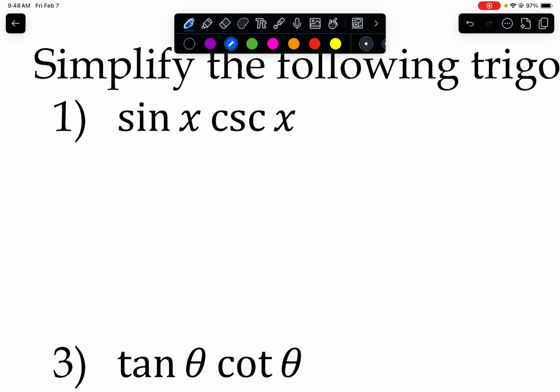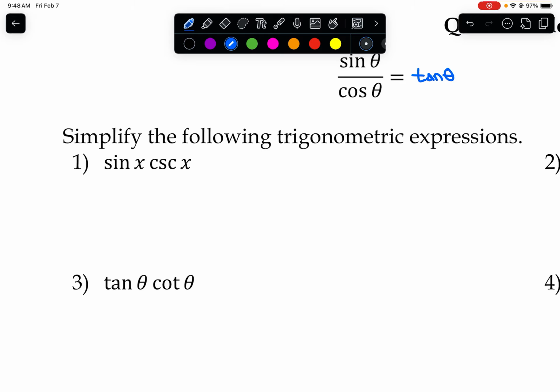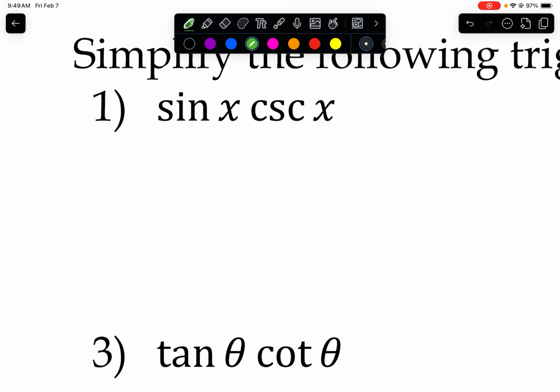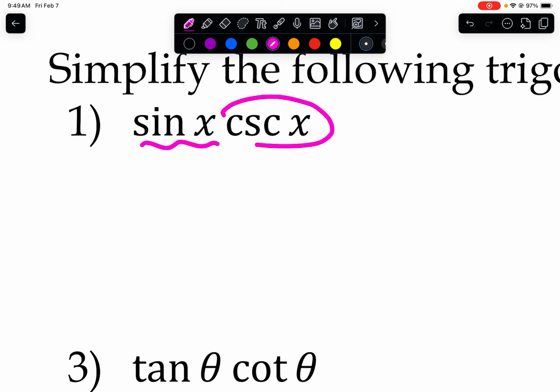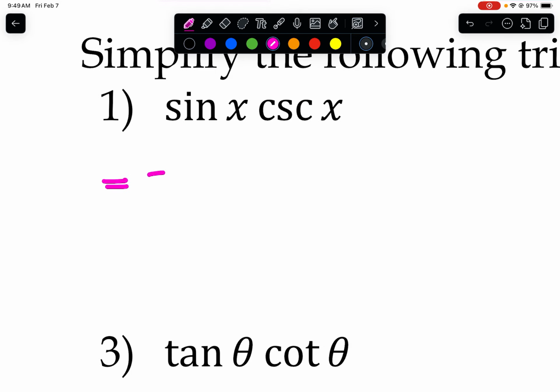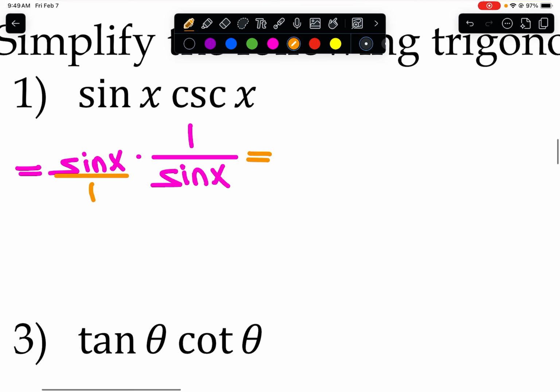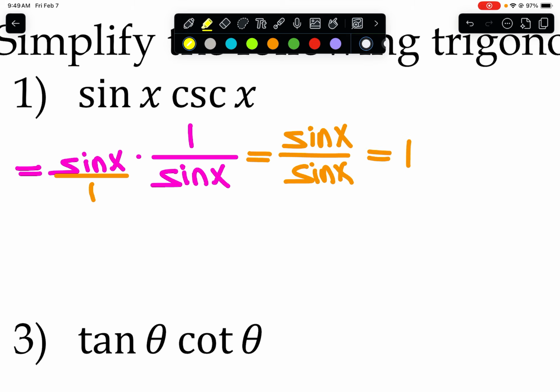So first off, we have sine of x times cosecant of x. What you want to really focus on is getting everything in terms of sine and cosine. So I'm going to leave my sine alone, but I want to change my cosecant. So this is going to be rewritten as sine of x times 1 over sine x. So notice if I were to rewrite my sine x over here on the left side, that's going to be sine x over 1, which is equal to sine x over sine x, which when I simplify, is just equal to 1. So your answer here is just going to be 1.